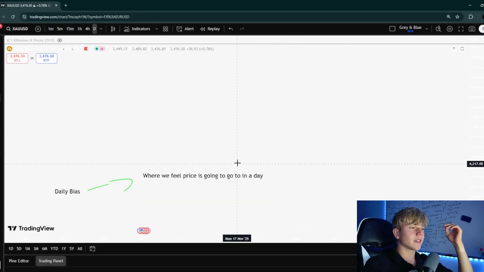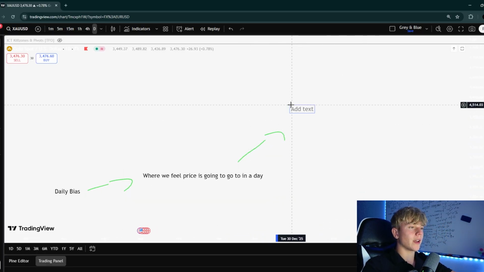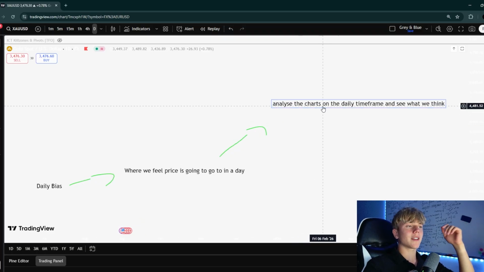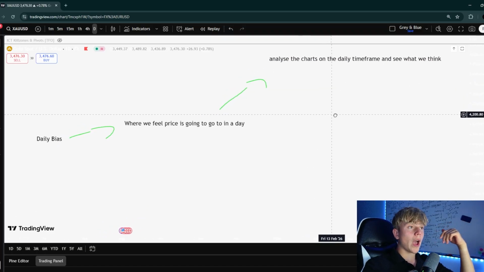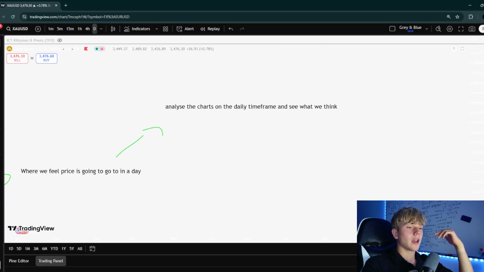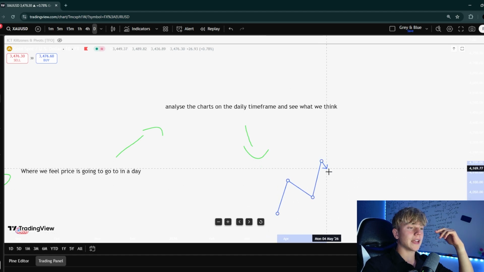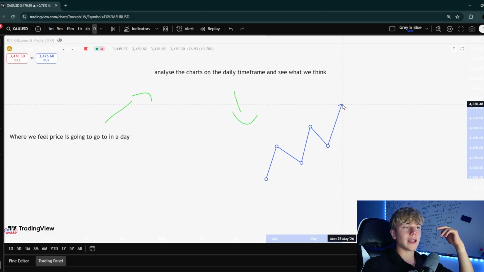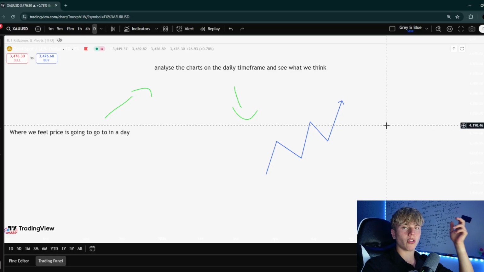Well, this is done off technical analysis. So we need to analyze the charts on the daily time frame and see what we think. We need to understand what is happening, where has price been in the past, and where do we think price is going to go in the future. Because let's say price could be moving in an uptrend on the daily, and if price is moving in an uptrend on the daily, we probably should also be trying to follow that trend.